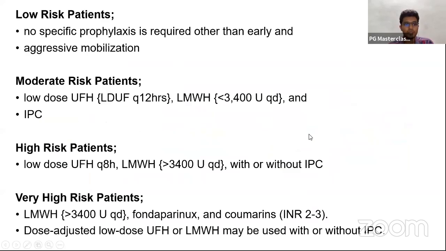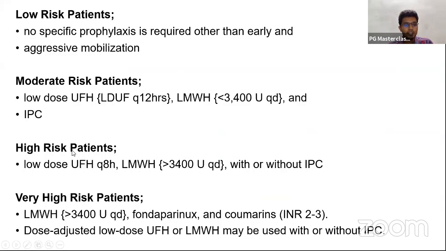And sir, the level of prophylaxis and management for low risk patients include no specific prophylaxis other than early and aggressive mobilization. Patients who are categorized into moderate risk, low dose unfractionated heparin 12 hourly or low molecular weight heparin of less than 3,400 units, and intermittent pneumatic compression devices are used in patients as a prophylaxis to prevent deep vein thrombosis.